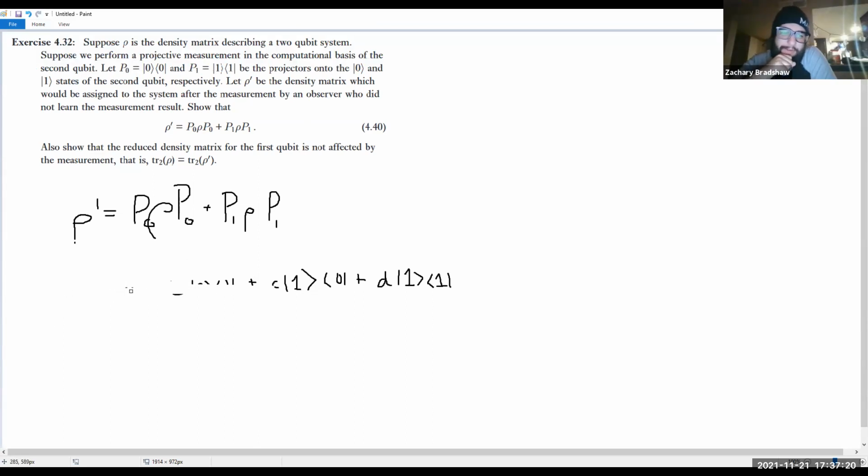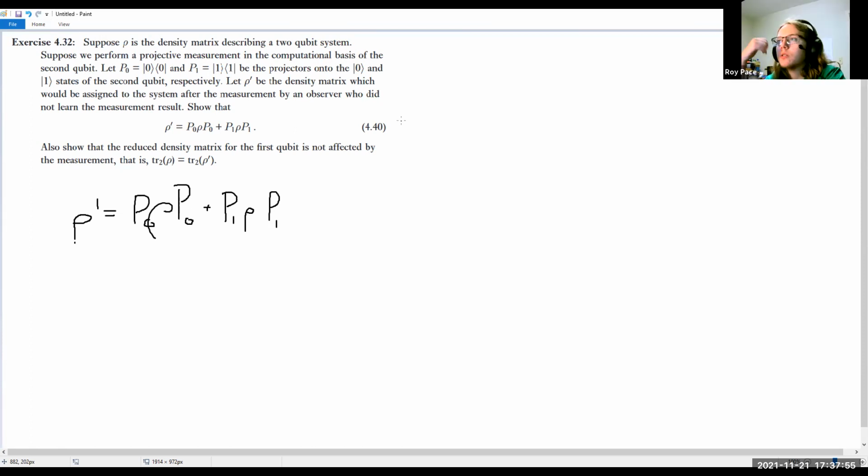Okay, maybe we can just try to reason with what the answer should be. So we want to show if we make a measurement, but we don't learn what the measurement result is, then the density matrix is this rho prime guy. So how does not knowing the measurement affect the state after the measurement is made? Well, I want to say it doesn't disturb the state, but that's just what this is saying. It's not really proving it mathematically.